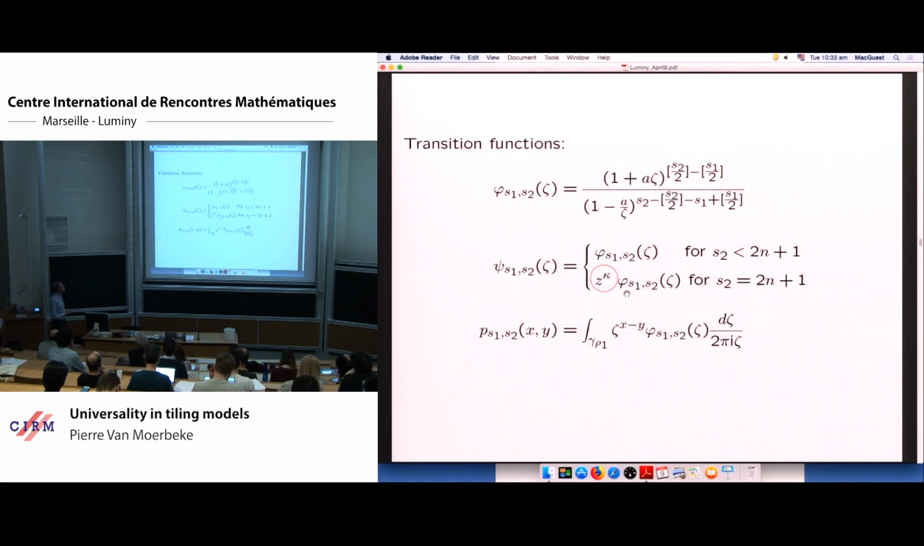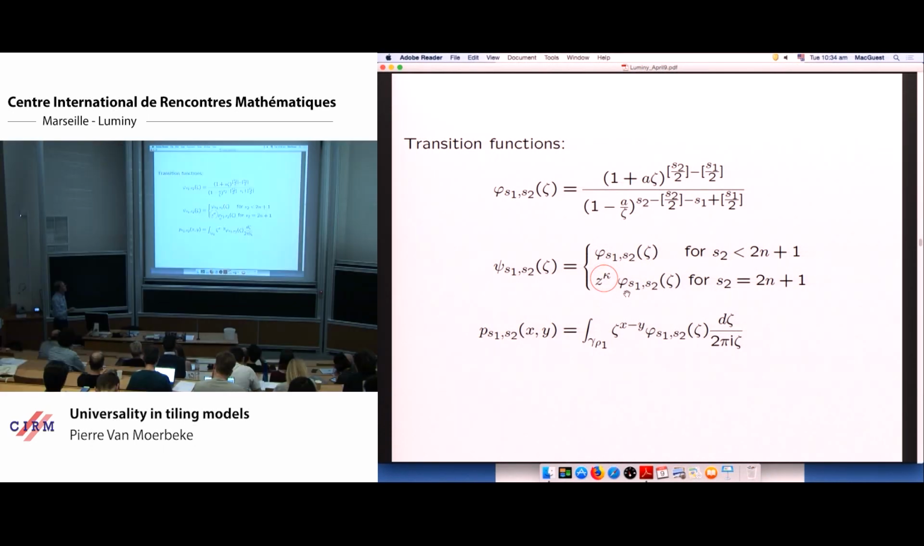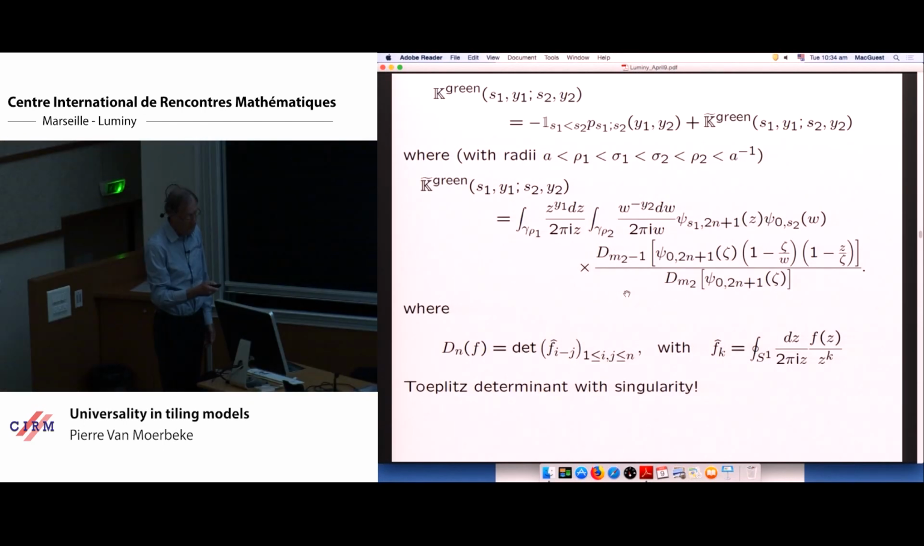But there is something unpleasant, because if I look at psi S1 for S2 equal to 2n plus 1, there are certain integers, they are transition functions. They look like z to the kappa, which, remember, was the difference between that side m1 and n, times a certain good function. And of course that makes for a tuplets determinant which is singular, so I somehow have to deal with that. So how do I deal with that?